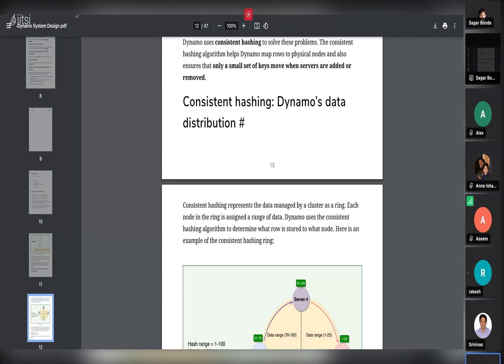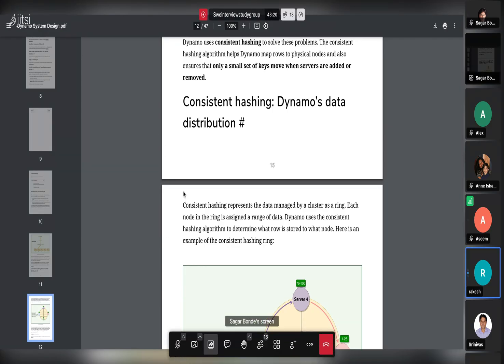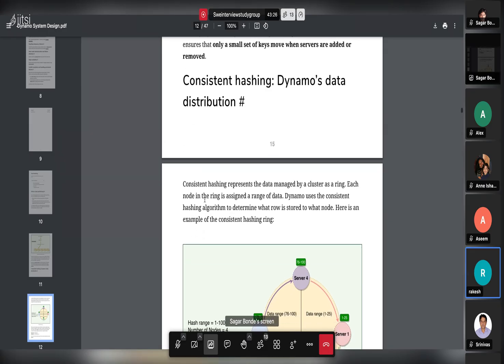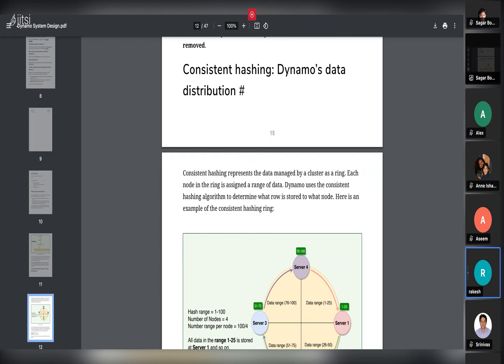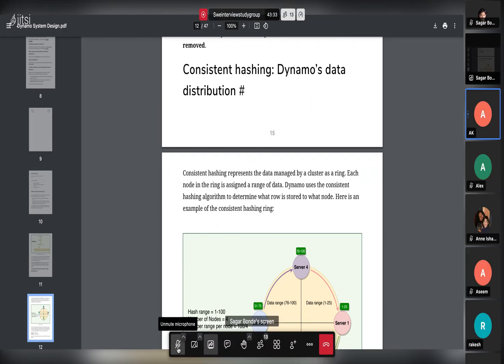Okay, let us see. So consistent hashing. Oh, they have explained consistent hashing, what Srini you were talking about. Okay. So consistent hashing represents one the. One second, sorry.